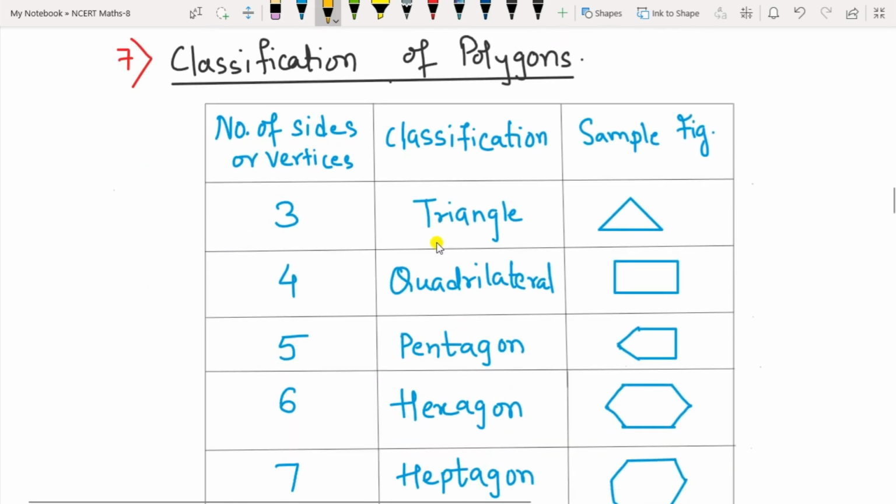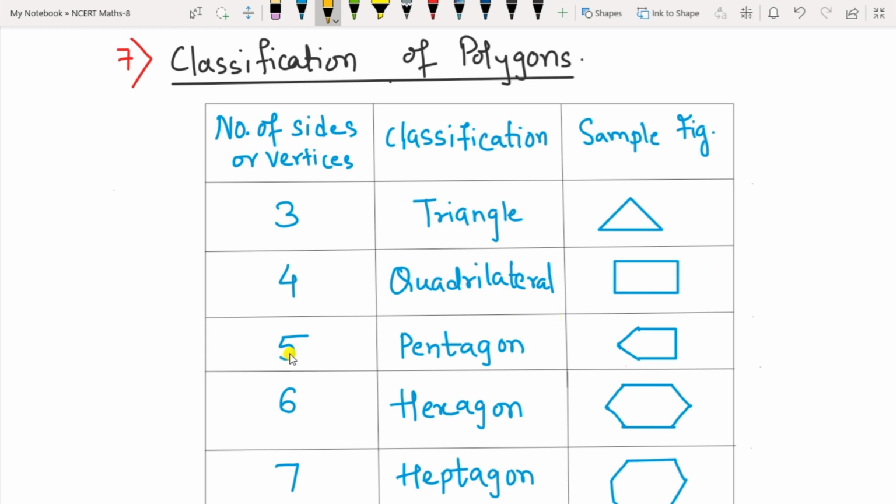With the number of sides, you have to name that figure. Number of sides means how many vertices there are. So if the number of vertices is 3, then it is called a triangle. You know triangle. Then if the number of sides is 4, it is called a quadrilateral. Any type of quadrilateral here, kite, rhombus, square, rectangle, all these constitute together the quadrilateral. So this is the 4-sided figure.